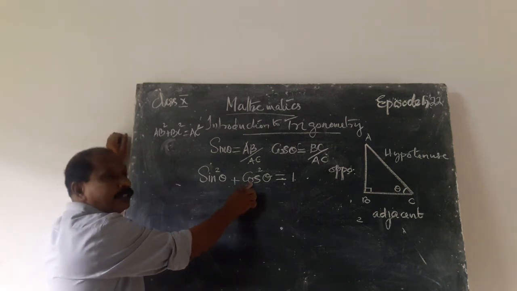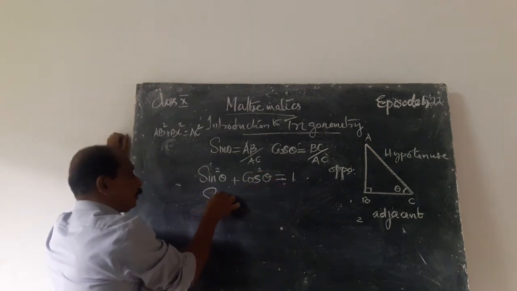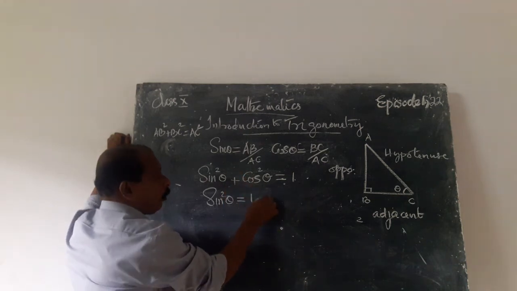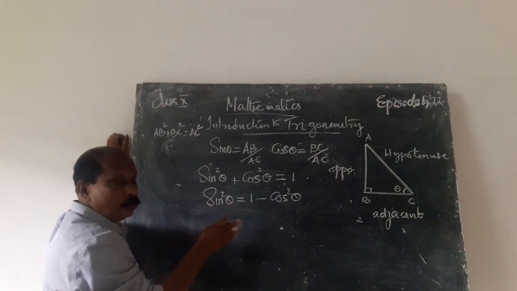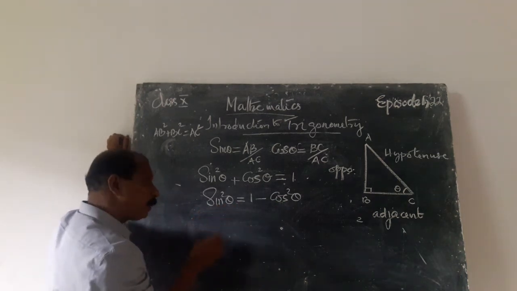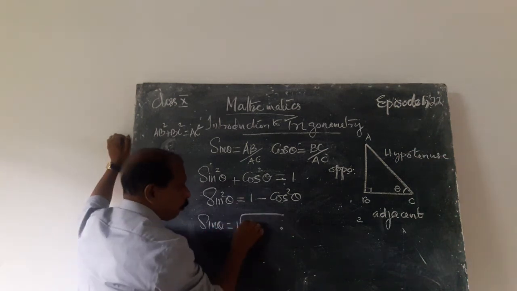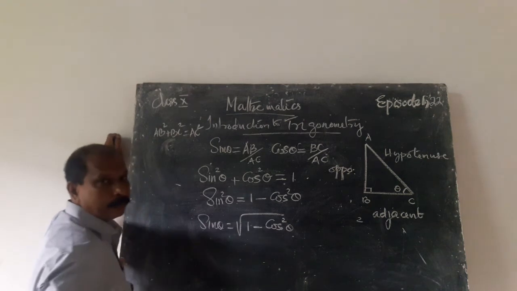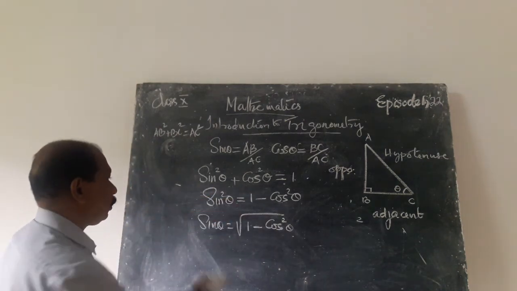Therefore, shifting cos square to the right, we get minus. Therefore, sin square theta is equal to what? Cos square to the right: 1 minus cos square theta. Therefore, sin theta is equal to root of 1 minus cos square theta, not root of 1 minus cos theta. There are two terms, therefore it is root of 1 minus cos square theta.